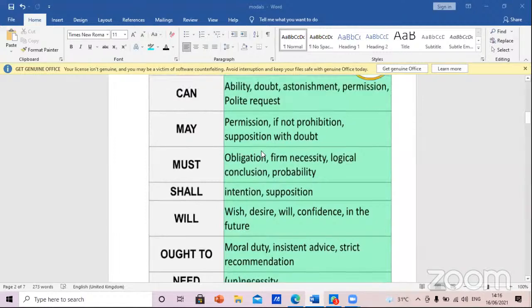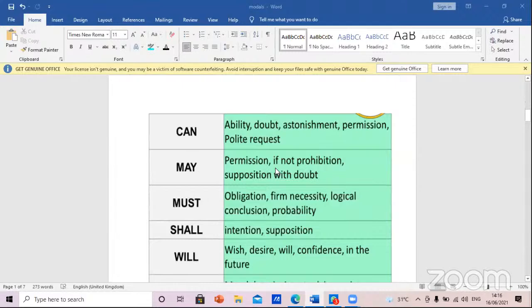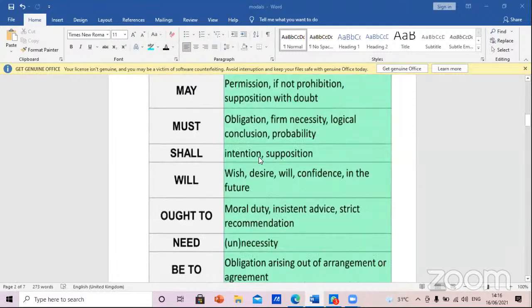The shall, as I have written here, is shall we go there? Shall we go there? That means we suggest, right? Invitation or supposition. We ask whether it is okay. Shall we do that? Right?